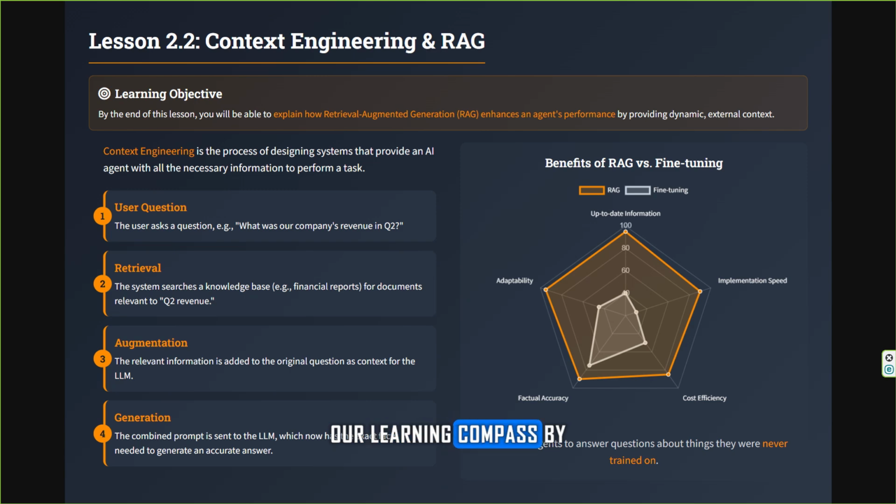Our learning compass. By the end of this lesson, you will be able to explain how Retrieval Augmented Generation, RAG, enhances an agent's performance by providing dynamic external context. What we'll explore. Today, we will define context engineering, introduce the concept of RAG, and explain the step-by-step process of how an agent uses RAG to answer a question with information it wasn't originally trained on.